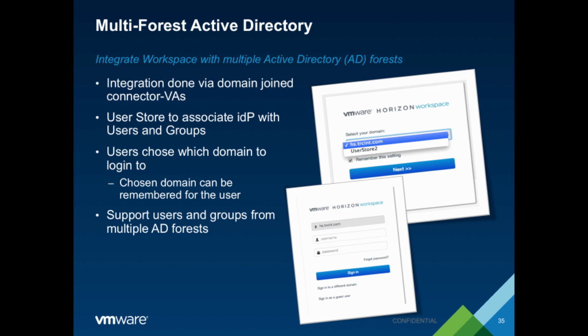They can be separately dispersed forests, but we do require that at least one connector virtual appliance is joined to each of the forests. The concept of a user store is implemented inside a Workspace portal, and basically what a user store is that it groups and stores and synchronizes information from the different forests. So every time you have a connector joined to a specific forest, you also have a user store.